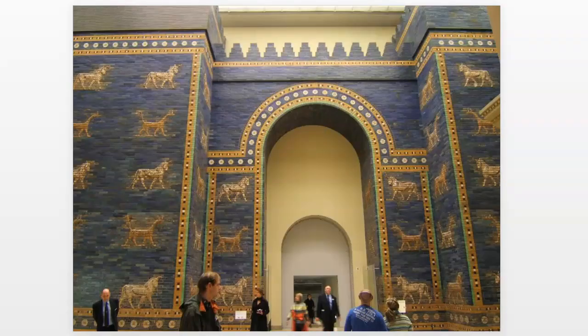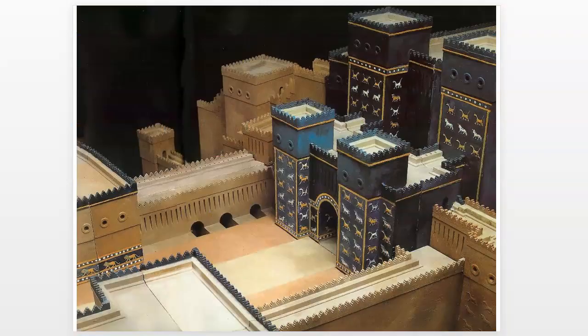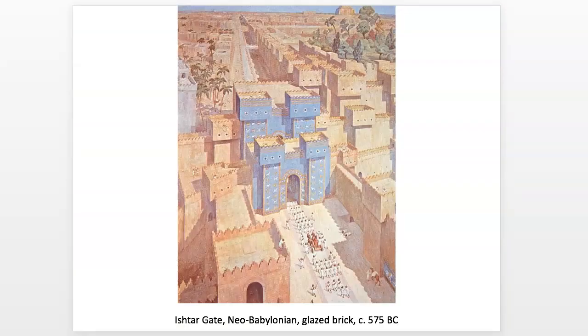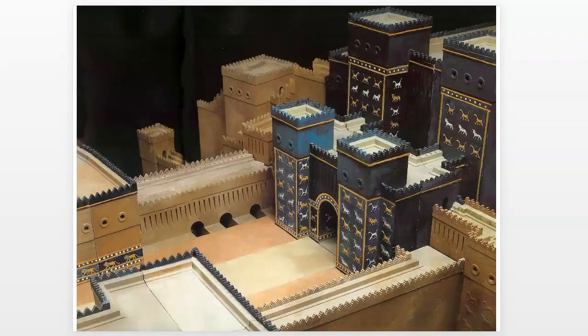So this gives you an overview of what it would have looked like in its place. And that's a drawing of the same thing. Pretty interesting. Ishtar, we've heard of her before. She's a goddess of love and fertility and beauty. It's the same goddess Inanna we were talking about way back in the beginning of Sumerian culture.